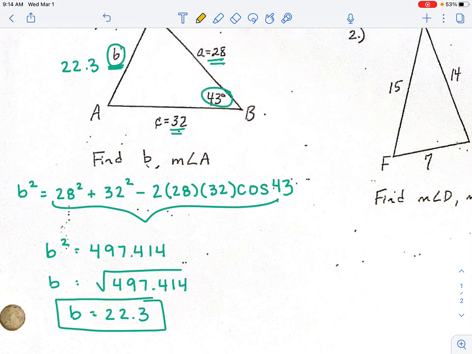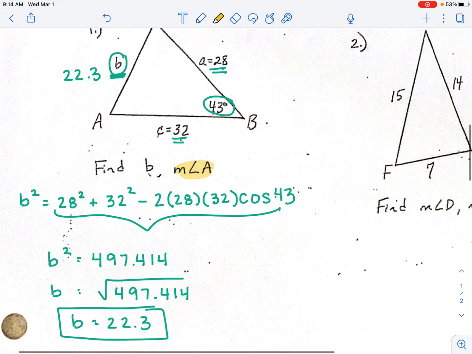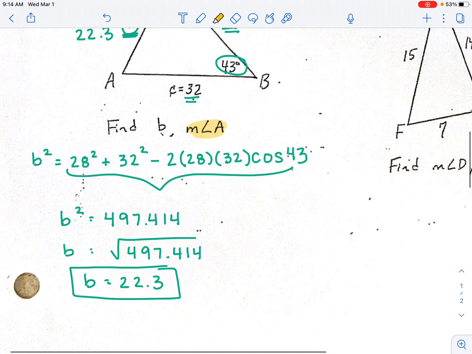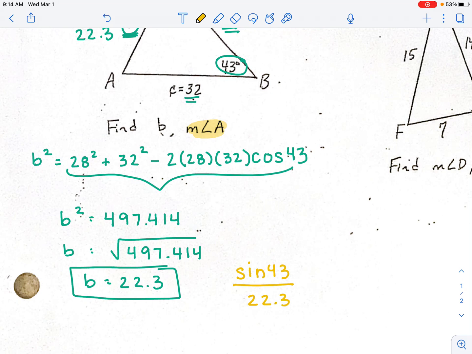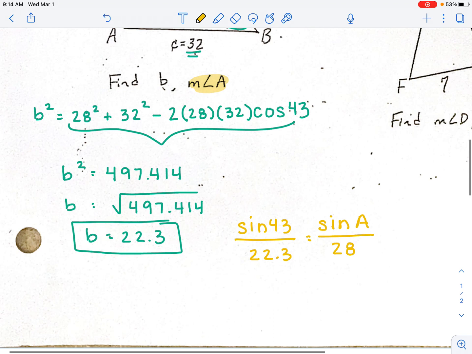Up next, we need to find angle A here. So when we find angle A, we're going to use the law of sines. So we're going to find the combinations. Well, the side and angle we know go with B. So we know that the sine of 43 degrees divided by 22.3 equals the sine of angle A, which is what we're trying to find, divided by the side that goes with A, which is 28. And now we solve like we did yesterday.